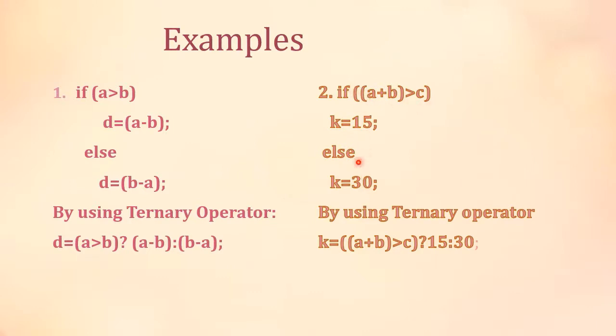This is one more example here. They have given the if statement and they are asking you to convert it into the ternary operator. Here our condition is this one. Our variable is k. So we write k is equal to that condition. Then question mark, and if this is true, k is assigned 15. So 15 we have to write. If this is false, it comes to the else part, k is assigned 30. So after the colon we have to write 30 here.